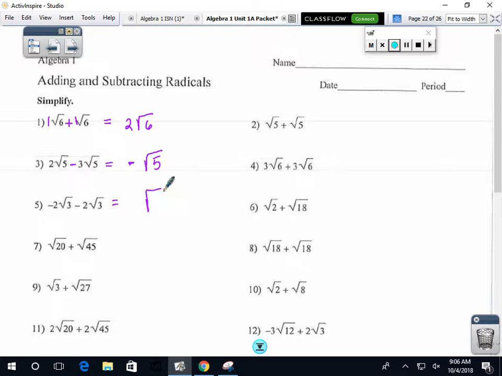All right, number 5, are those matching radicals? Yes, they're both square roots of 3. So you just combine the coefficients. What's -2 minus 2? -4.